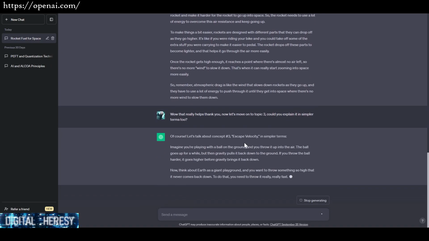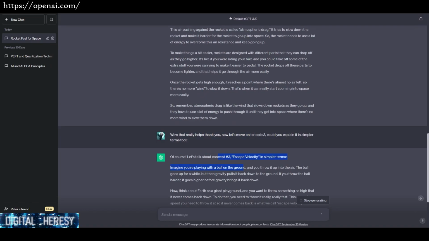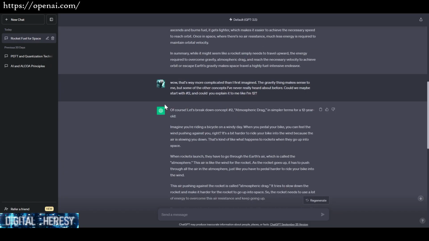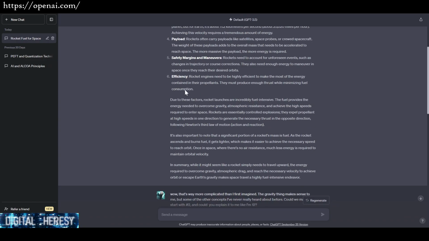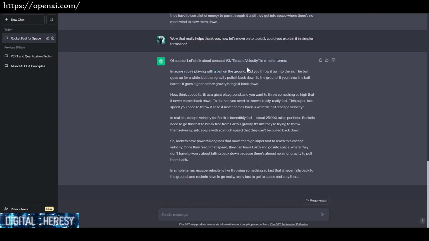Of course. See, look at this. Concept number 3, escape velocity. So now I'm not even, you know what I mean? This isn't within the next response. Now it's having to reference stuff two or three steps back. Pulls out escape velocity.